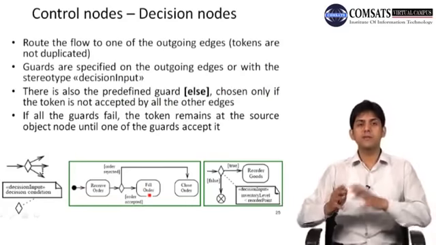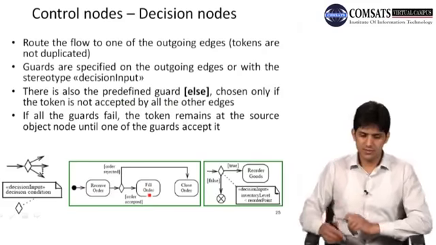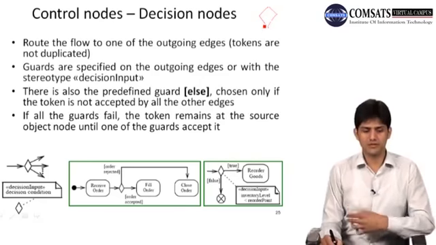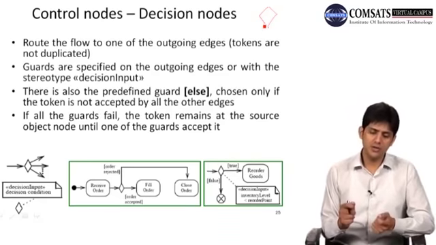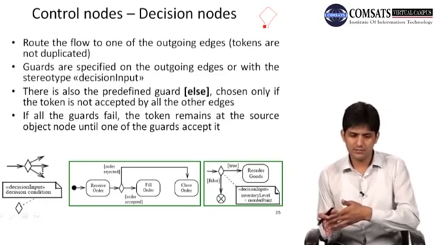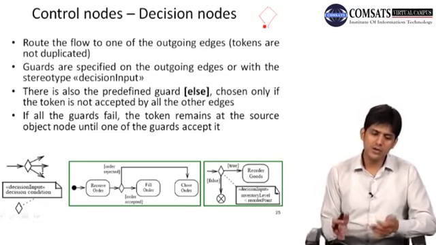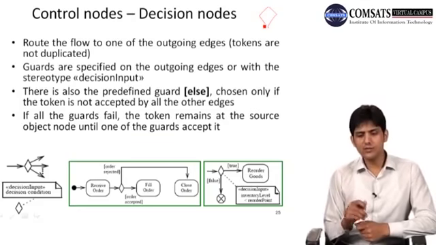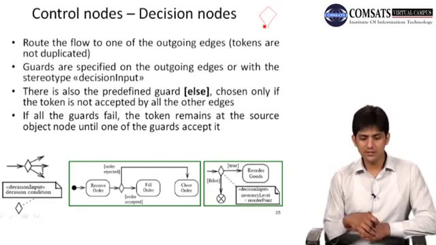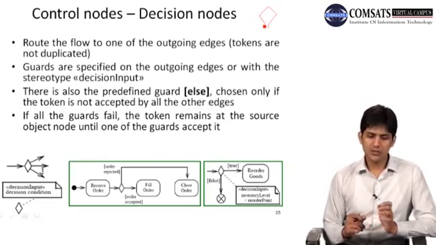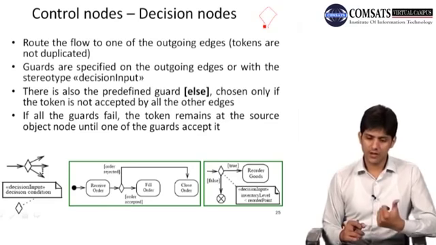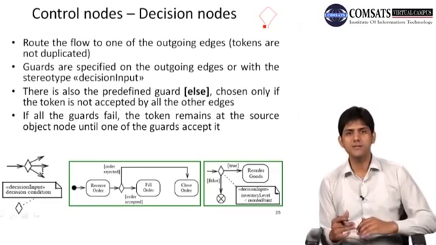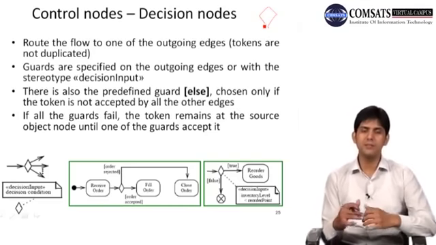Okay जी, फिर हमारी दूसरी type of control nodes क्या है? We call them decision nodes, जिसको हमने कहा था कि we usually represent them with these diamond boxes. Okay, what do they do? They route the flow to one of the outgoing edges, ठीक है, and again tokens are not duplicated. Okay, guards are specified on the outgoing edges or with the stereotype decision input. There is also the predefined guard else, यानी कि हर decision box का एक else होता है और एक true condition है, यानी कि if this happens then you go this and else this is some predefined guard.